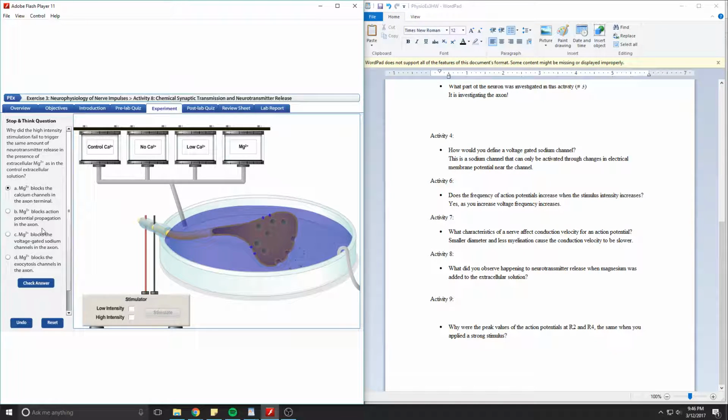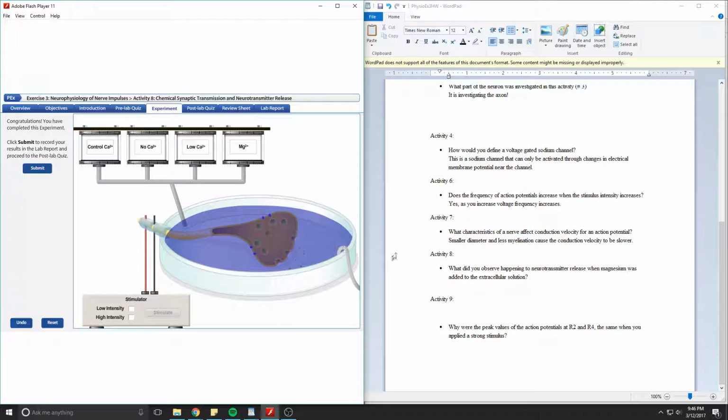Magnesium blocks action potential propagate. Magnesium blocks the voltage-gated sodium channels in the axon. I'm going to go with the first one still. Yeah, okay. Submit question. All right.